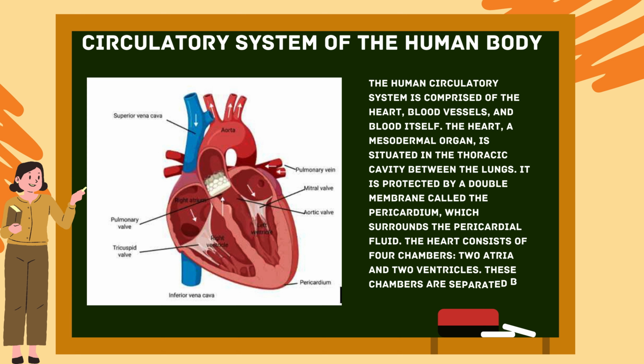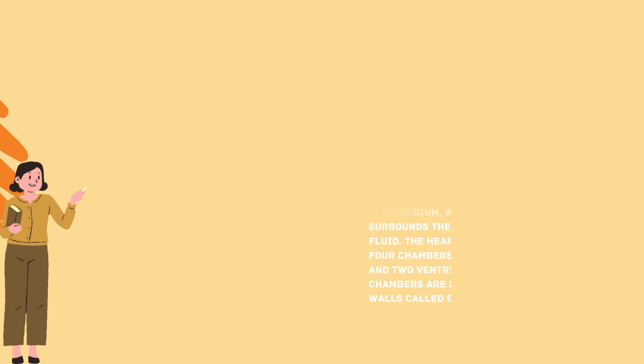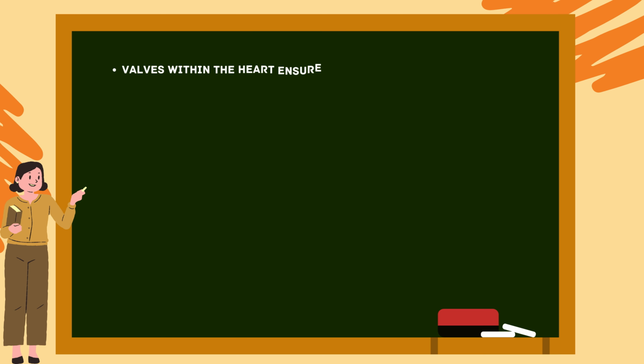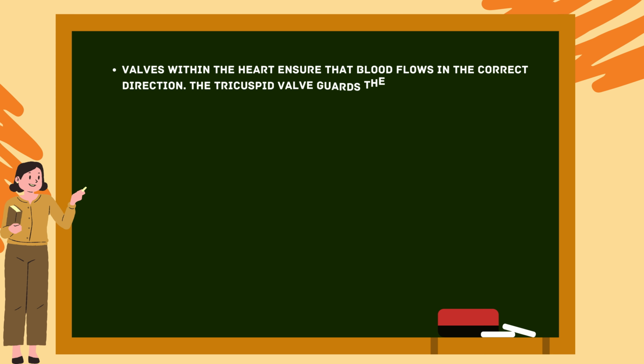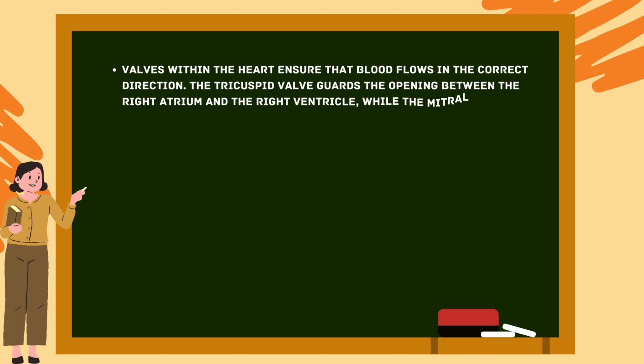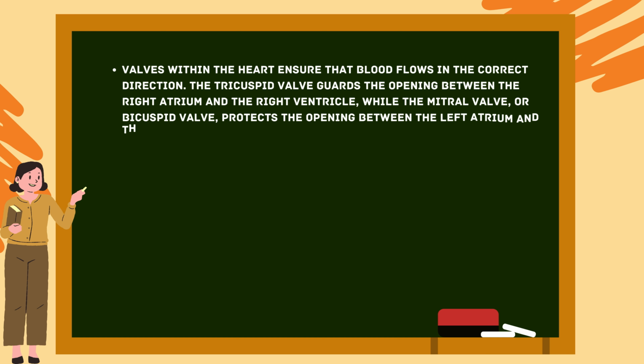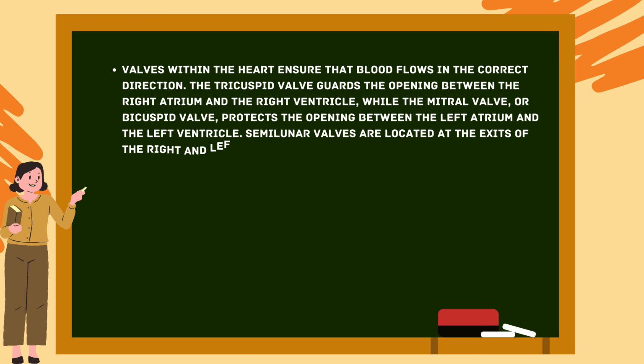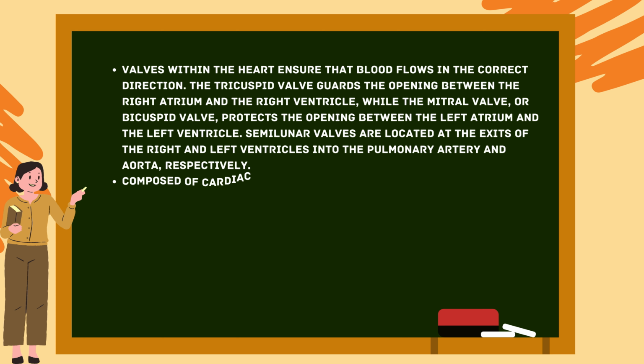The heart consists of 4 chambers, 2 atria and 2 ventricles. These chambers are separated by walls called septa. Valves within the heart ensure that blood flows in the correct direction. The tricuspid valve guards the opening between the right atrium and the right ventricle, while the mitral valve, or bicuspid valve, protects the opening between the left atrium and the left ventricle. Semilunar valves are located at the exits of the right and left ventricles into the pulmonary artery and aorta, respectively.